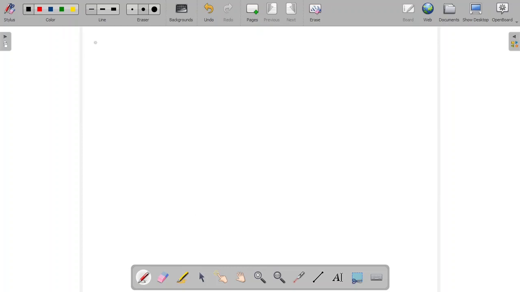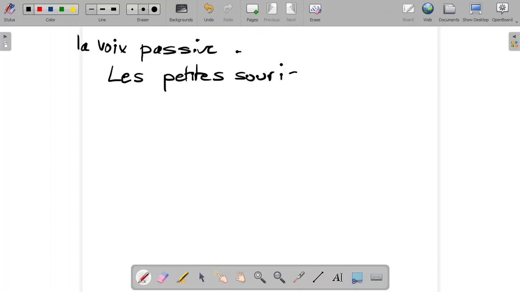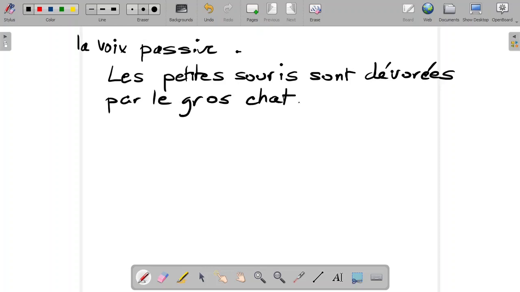So let's talk about la voix passive, the passive voice. So the passive voice, let's look at an example. I took that from Bescherelle. Les petites souris sont dévorées par le gros chat. So the little mice are eaten by the big cat.